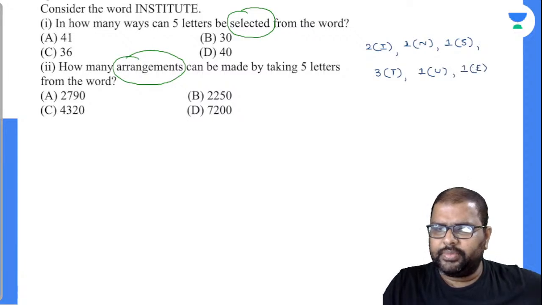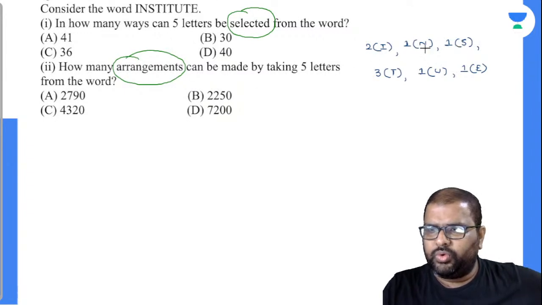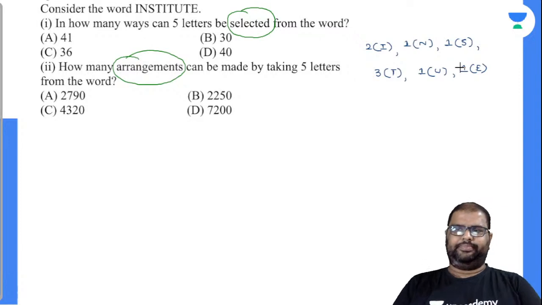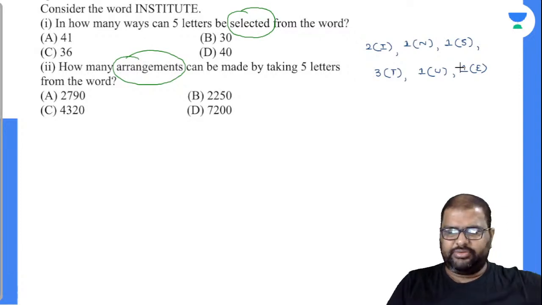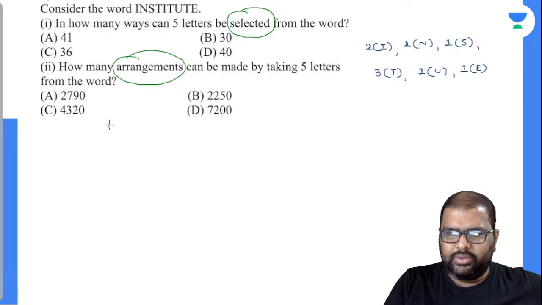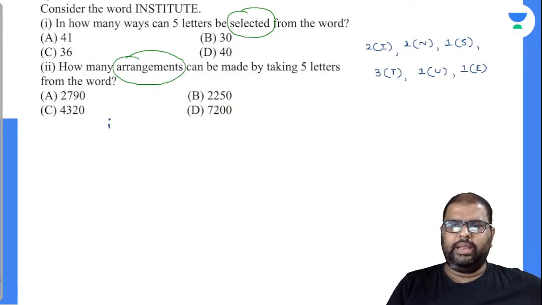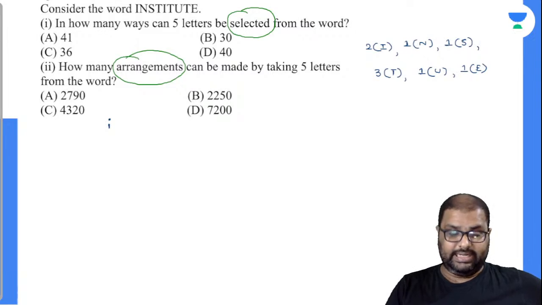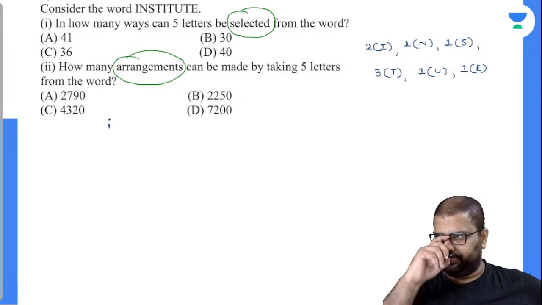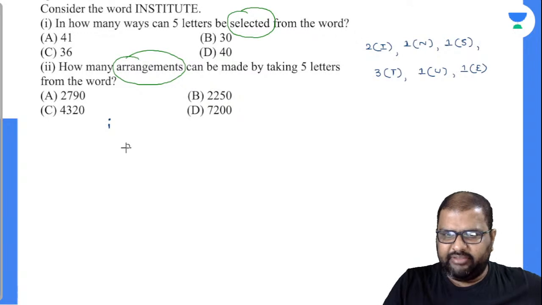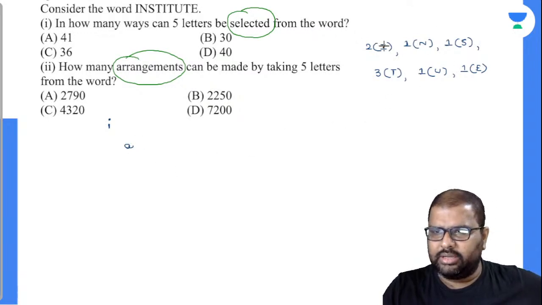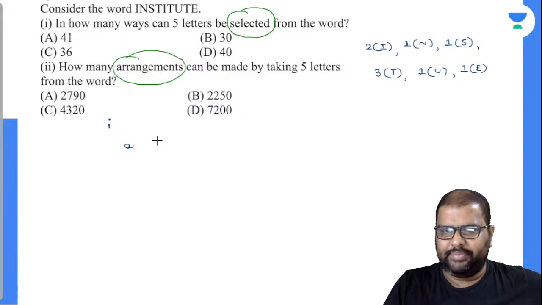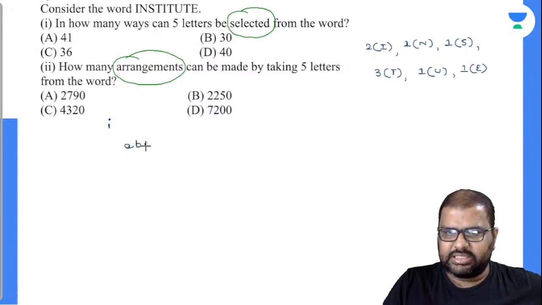Let's count it. Institute: 3, 6, 9. 2, 4, 7, 8, 9. Perfect. 9. First of all, let's come to the first question, and then I'll add the second question also. In how many ways can 5 letters be selected? So first of all, can these 5 letters be different? Yes, because how many boxes are there? 1, 2, 3, 4, 5, 6 boxes are there. Yes, I can select 5 different letters: A, B, C, D, E. I'll write it down here. Now closely observe this. This is your first question.